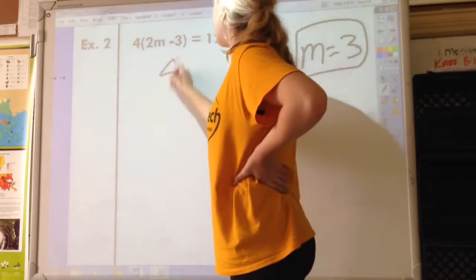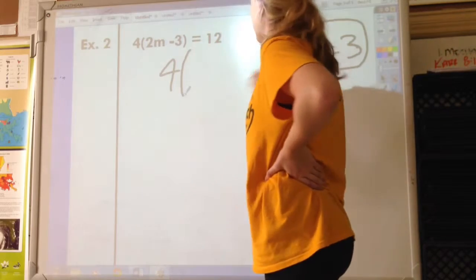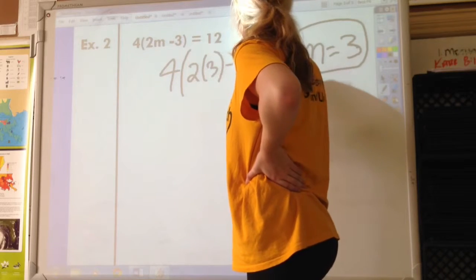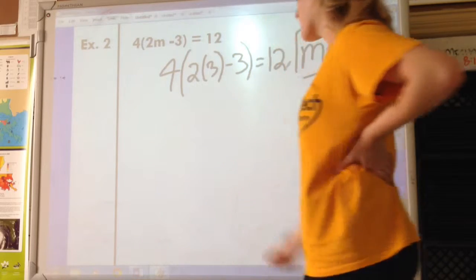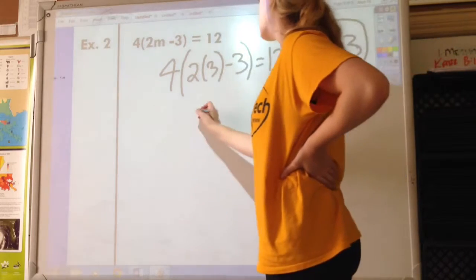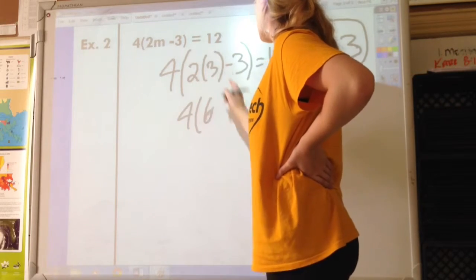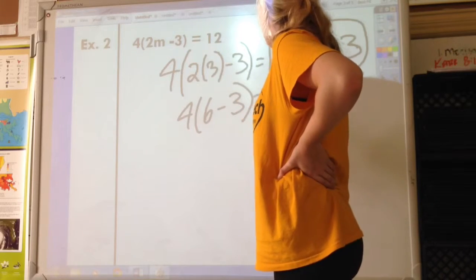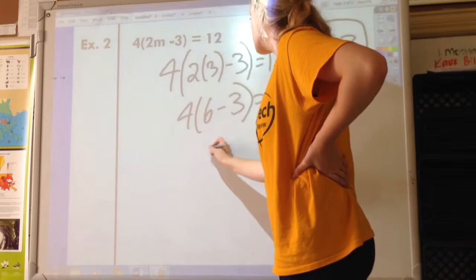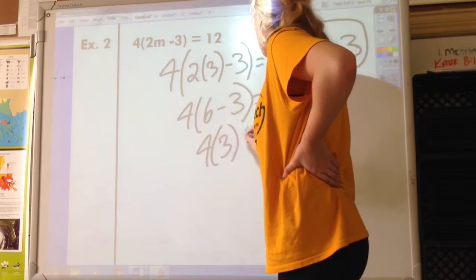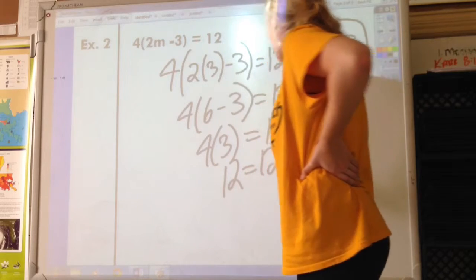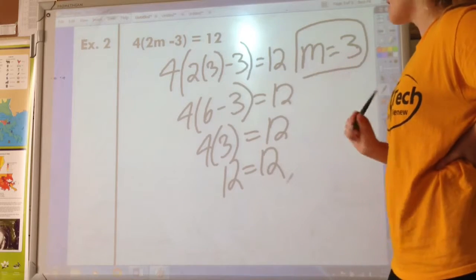All right, so again, all I'm doing is substituting 3 for m. So 4 times (2 times 3 minus 3) equals 12. Order of operations tells me I have to deal with my parentheses first. 2 times 3 is 6, minus 3 equals 12. And then 6 minus 3 is 3. So I'm left with 4 times 3 equals 12. 4 times 3 is 12. And since both sides equal each other, I was correct in saying that m equals 3.